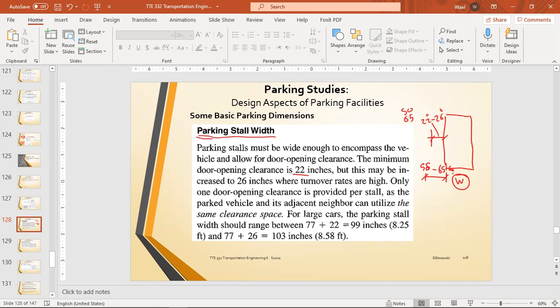But this may be increased where the turnover rates are high. In case that you have a high turnover, then you need to use higher clearance. Why? To facilitate easy out and easy in.